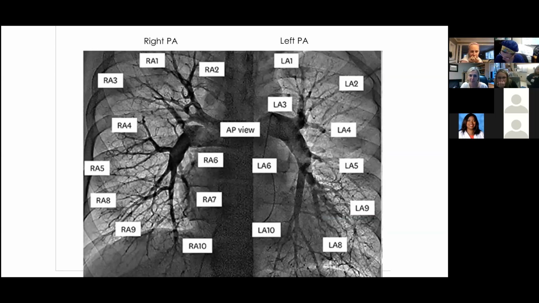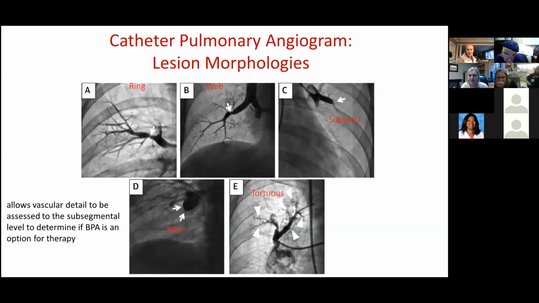So it's very cool. And these are all of the segments that are listed on the right and the left. There are quite a lot of them, and obviously there are many more subsegments. So catheter pulmonary angiogram is extremely helpful, and you can see the abnormalities in pulmonary arteries better than on most CT scans. But again, the dual energy CT scan can come close, especially in the segmental vessels. What you can see here with the arrows is different types of lesions. There is something called a ring lesion in the pulmonary artery. You shouldn't have this stenosis.